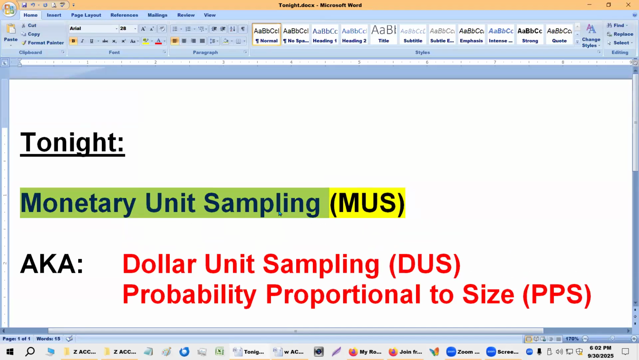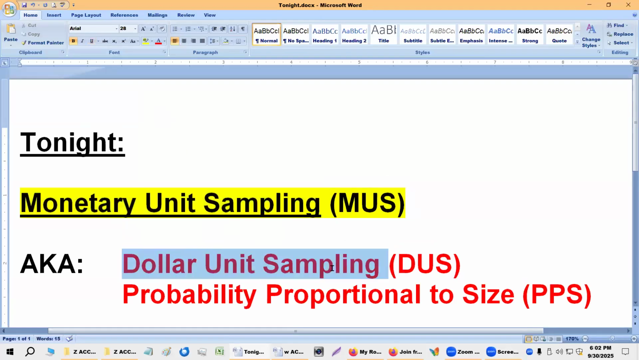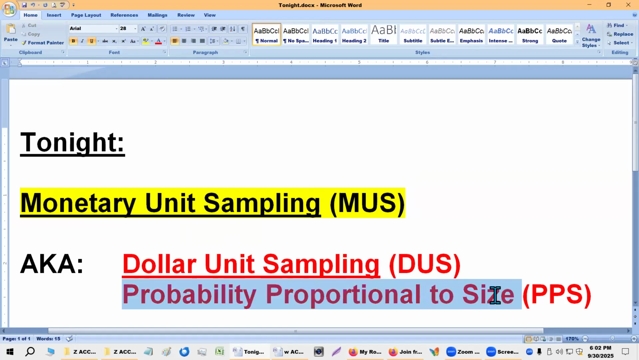Monetary, and by the way, monetary unit sampling is dollar unit in the US, but obviously it could be in euros or Deutschmarks or whatever it is. I don't even have Deutschmarks anymore.